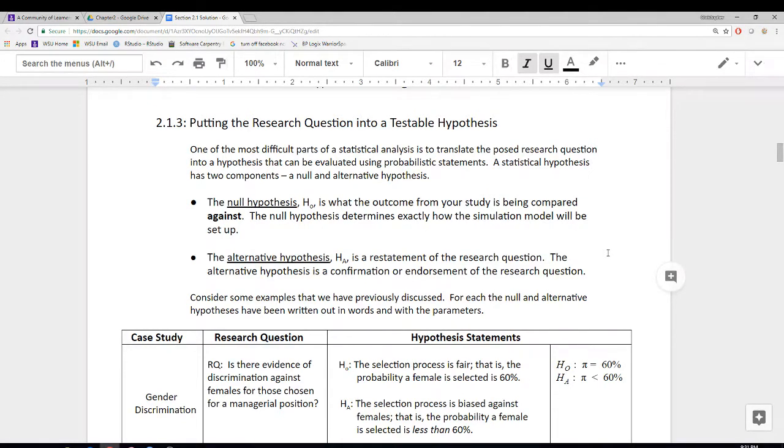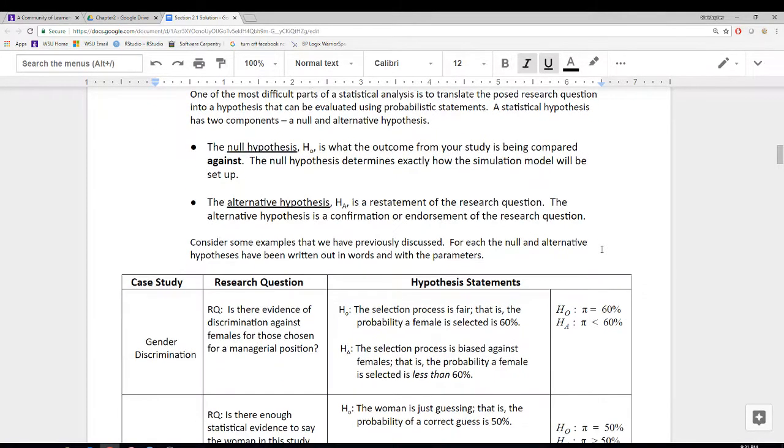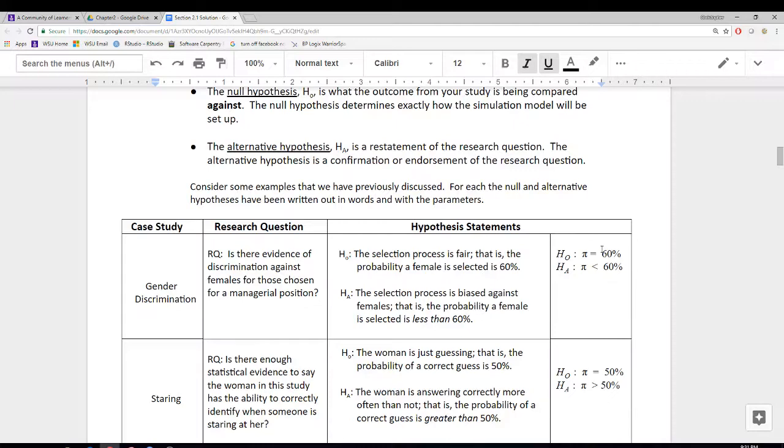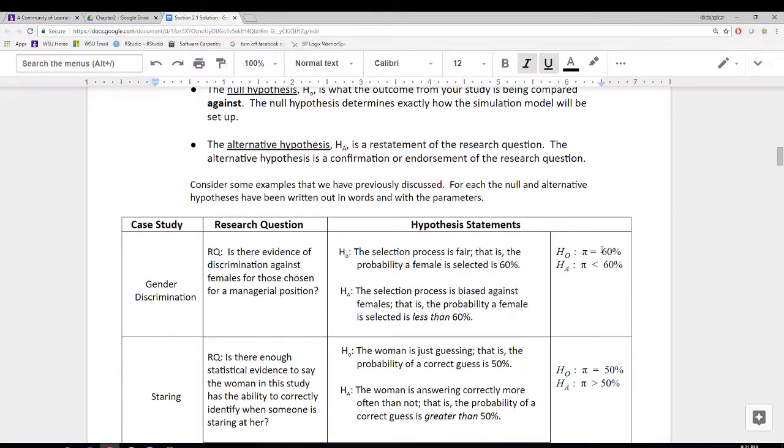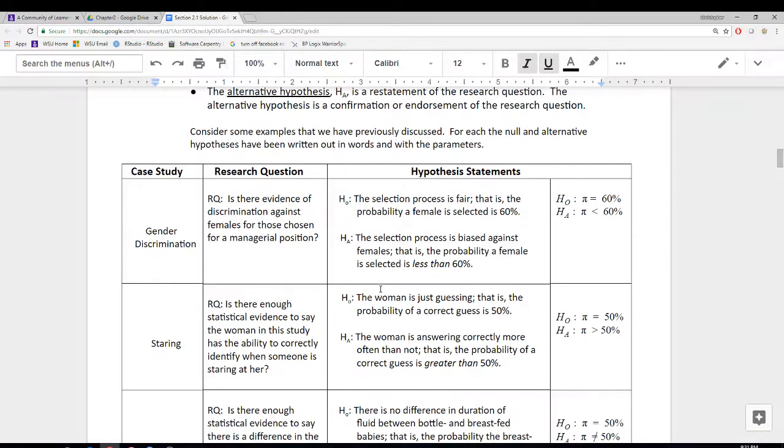The alternative hypothesis is simply the research question. So a restatement of the research question through the use of a parameter is placed in the alternative hypothesis. Let us now consider the case studies. For the gender discrimination, the research question was, is there evidence of discrimination against females for those chosen for a managerial position?